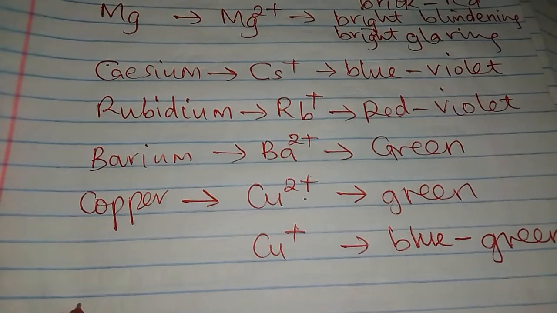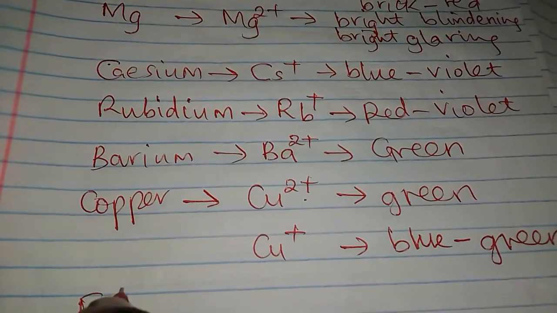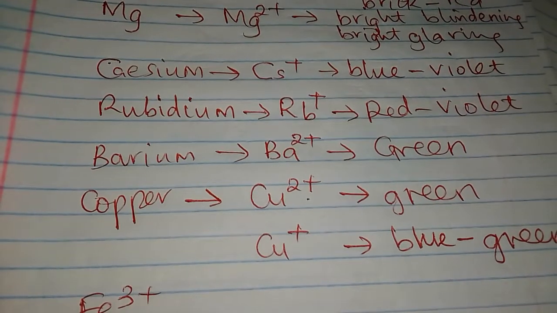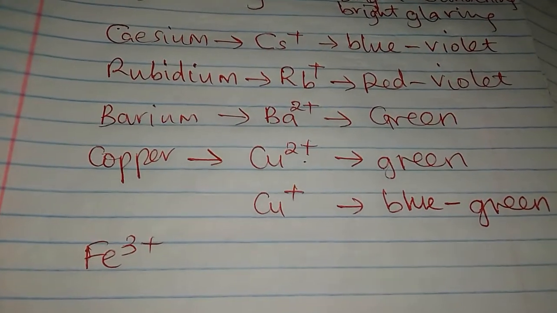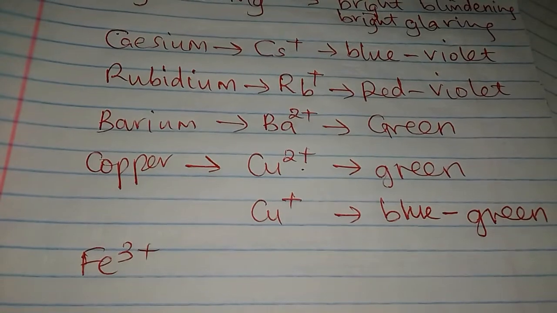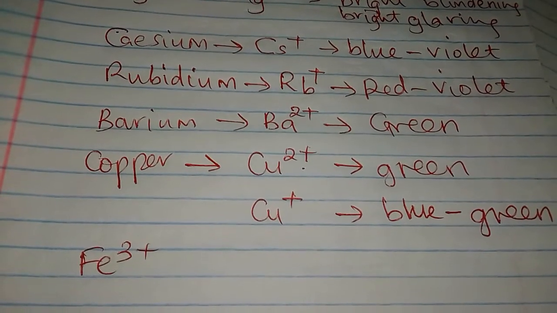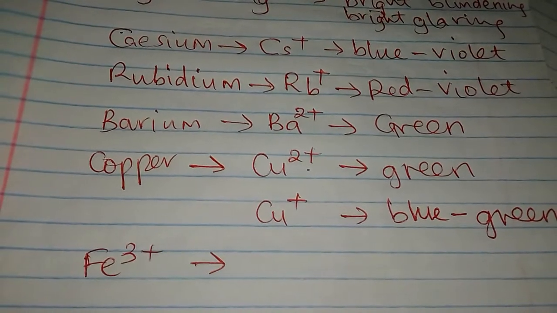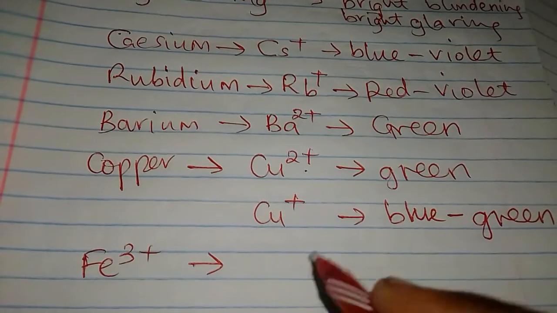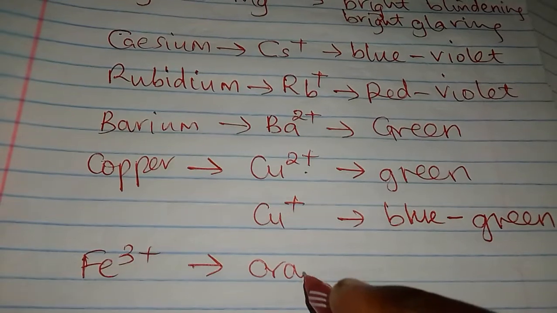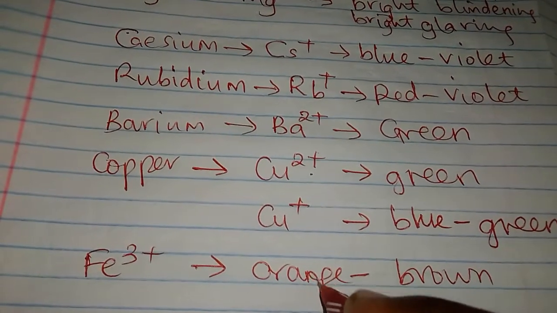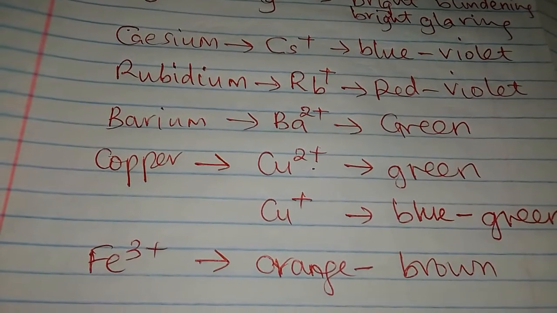So if I go to another metal like iron 3, of course, which has a brown appearance just in case ammonia solution or sodium hydroxide gets added in excess, and as far as the test for cations is concerned, this metal has an orange-brown appearance as far as its flame is concerned.